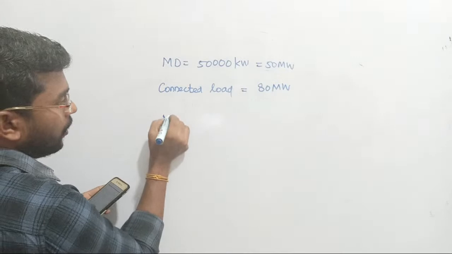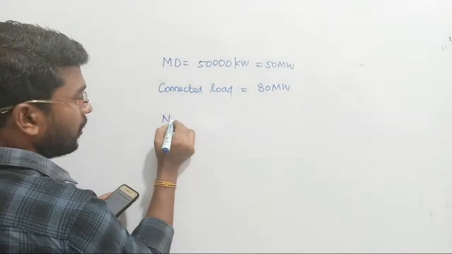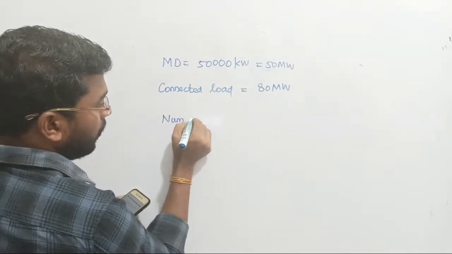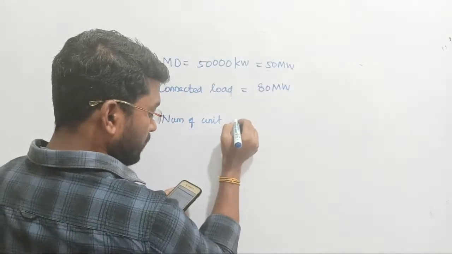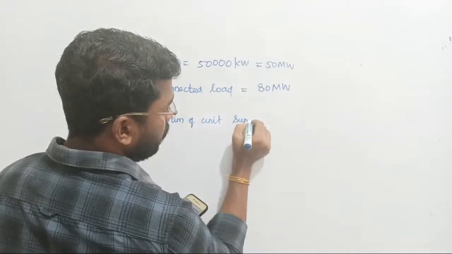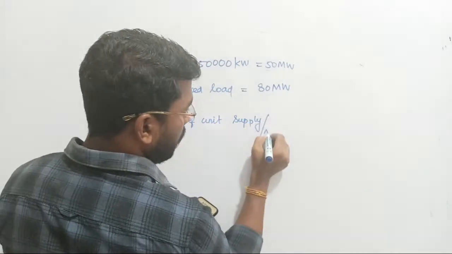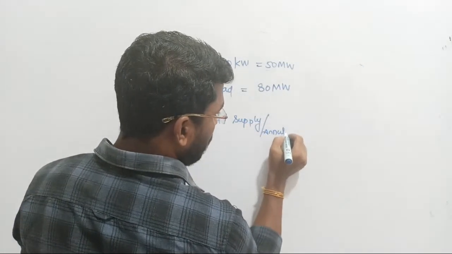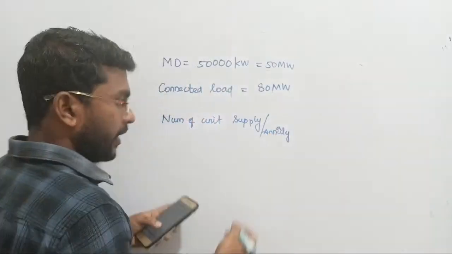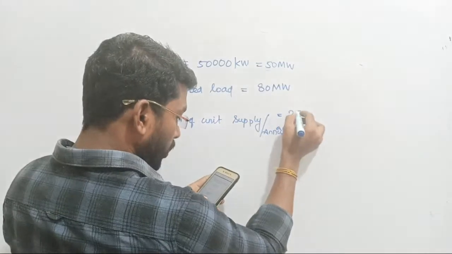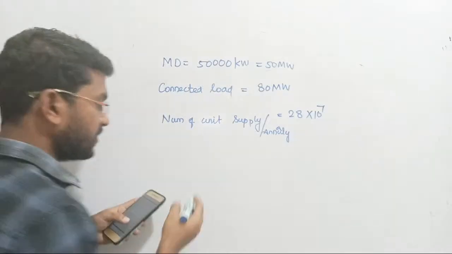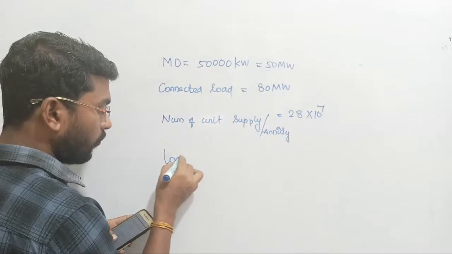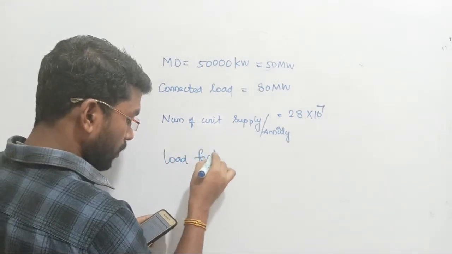The total number of units generated and supplied, the number of units supplied annually, per year, we put it down. The total number of units supplied annually, for 1 year, is given as 28 × 10⁷.